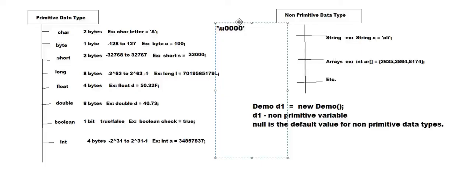Next we have byte. For byte we have zero only, and for short we have zero only. For long we have 0L, because that L comes at the end. For float we have 0.0f, for double we have 0.0d, for boolean we have false as the default value, and for int we have 0. So these are the default values for primitive data types.